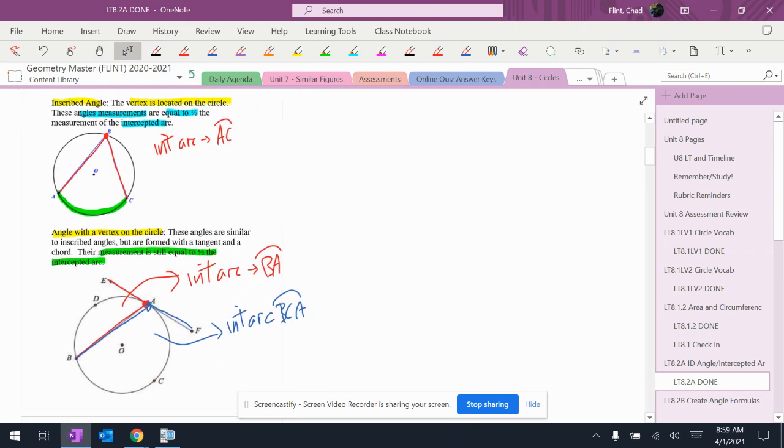While it doesn't look exactly the same, because the picture obviously doesn't look completely the same, the intercepted arc concept is the same. It's the piece of the circle that's inside of that angle. So it's the yellow one for the red angle, and it's the green one for the blue angle. Now, there are other things you may be noticing in terms of their measurements, which we'll deal with in future videos, but that's what we're looking at for right now, just trying to identify these things.